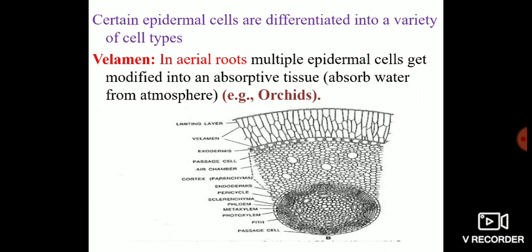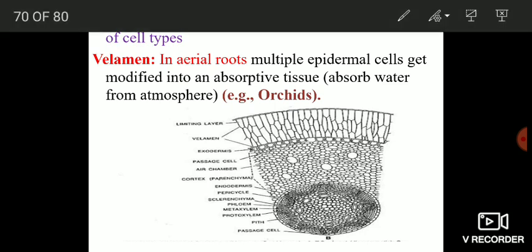Certain epidermal cells are differentiated into a variety of cell types to perform different functions. Now these are the adaptations. These are the distinct adaptations of epidermal cells so as to perform different functions. One such example is velamen.